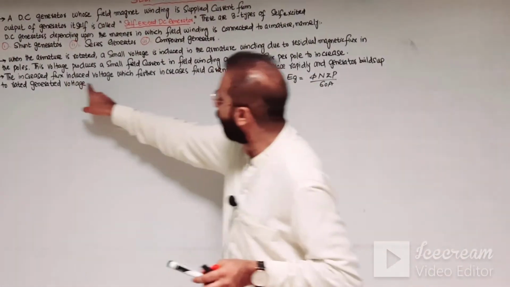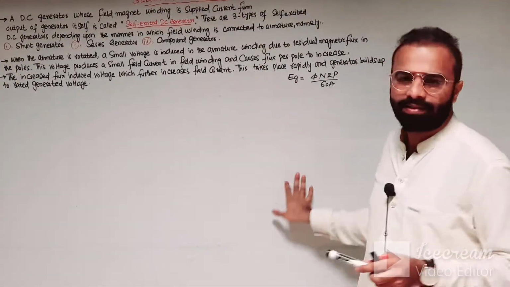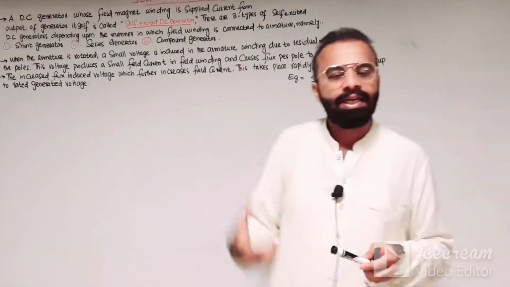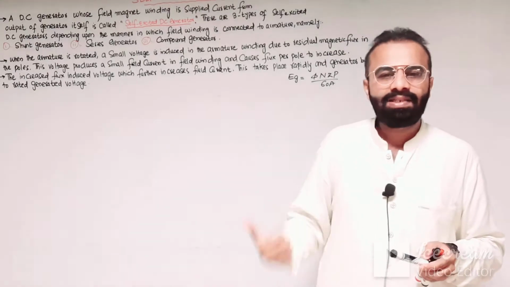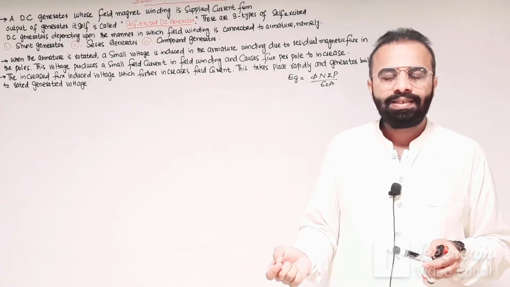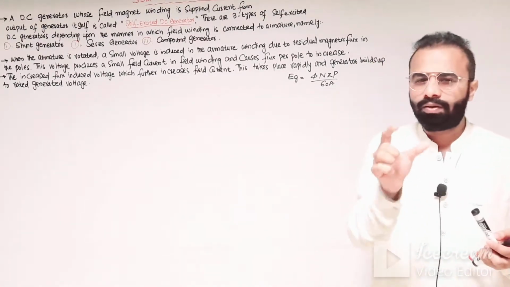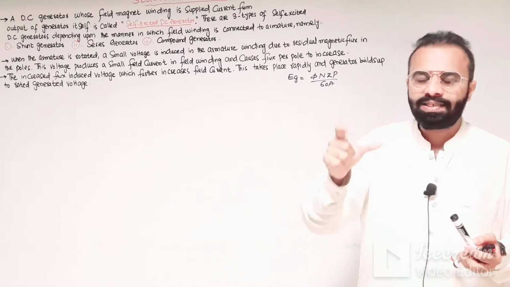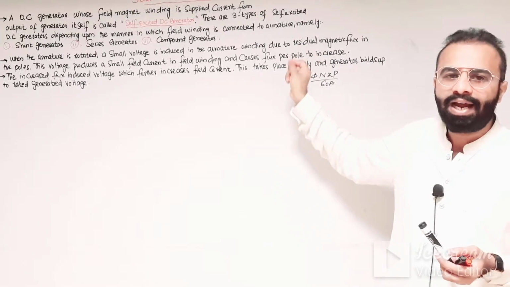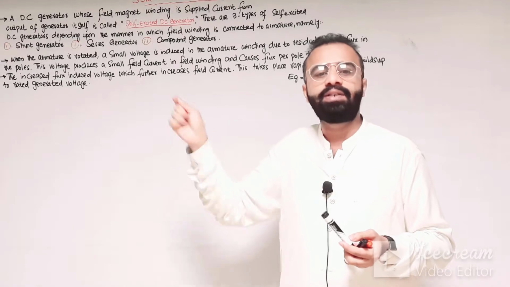The increased flux induces more voltage, which further increases the field current. This takes place rapidly, and the generator builds up to the rated voltage. This is how self-excitation is achieved in the DC self-excited generator. To recall the definition, a DC self-excited generator is one whose field magnet winding is supplied the current from the output of the generator itself.